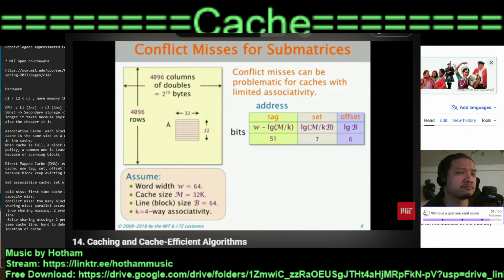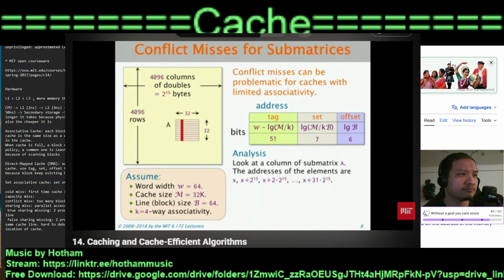Okay, so let's say that we want to access a submatrix within this larger matrix. Let's say we want to access a 32 by 32 submatrix. And this is pretty common in matrix algorithms, where you want to access submatrices, especially in divide and conquer algorithms. And let's say we want to access a column of this submatrix A. So the addresses of the elements that we're going to access are as follows. Let's say the first element in the column is stored at address X.